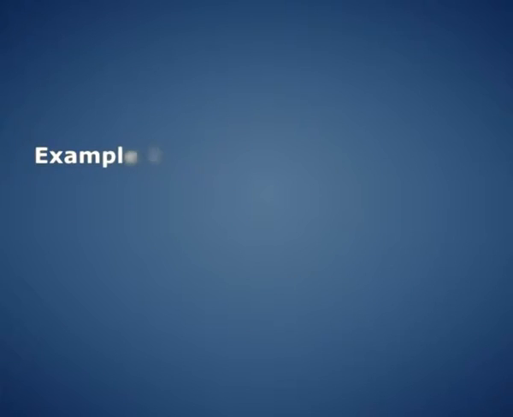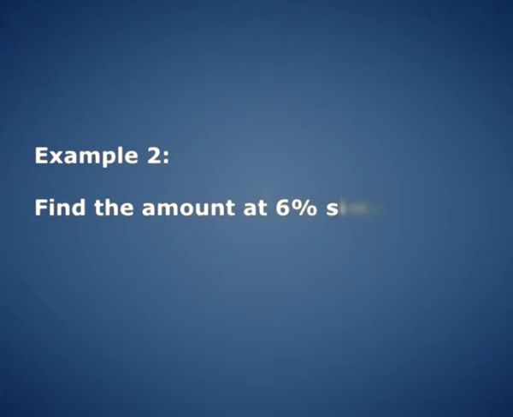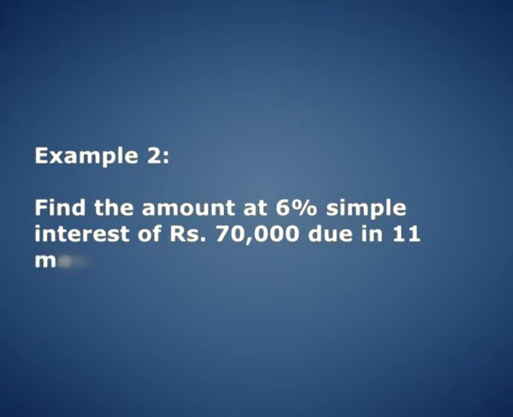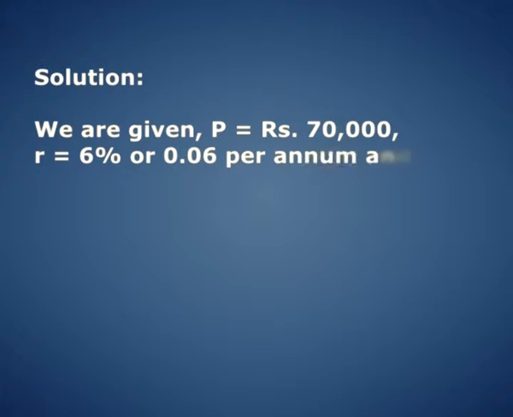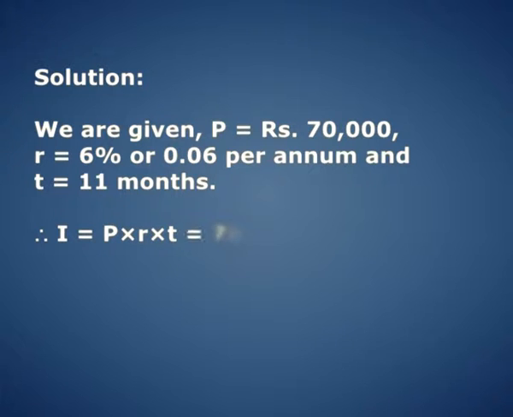Now let's see another example here. Find the amount at 6% simple interest of rupees 70,000 due in 11 months. Now let's see the solution. We're given here the principal amount equal to rupees 70,000, rate of interest equal to 6% or 0.06 per annum, and the time period is given as 11 months.